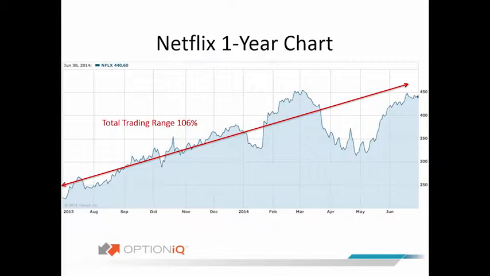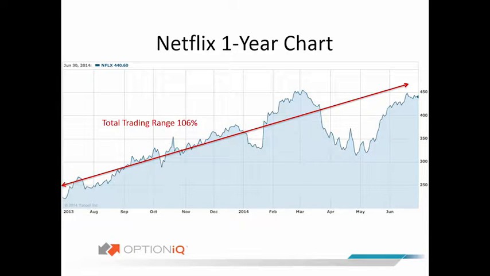And if you look at this chart, you can see that essentially over the last year, Netflix has had a total of 106% total trading range. That's based on any down moves or up moves that the stock's had. It's had a total range that it's moved of 106%. In our opinion, that is way too much.